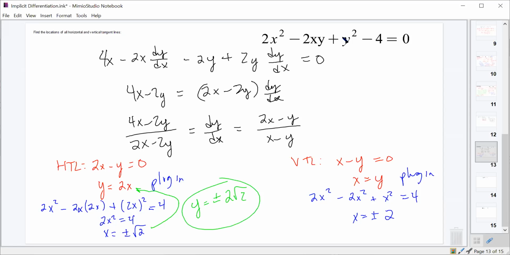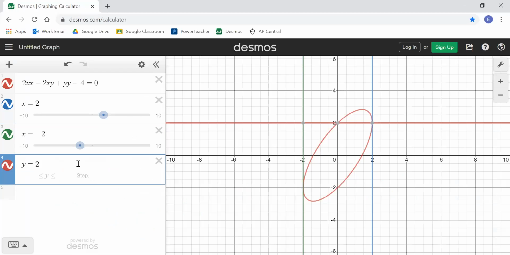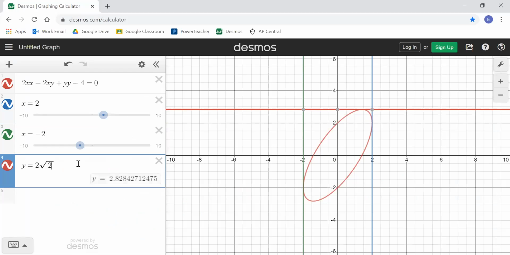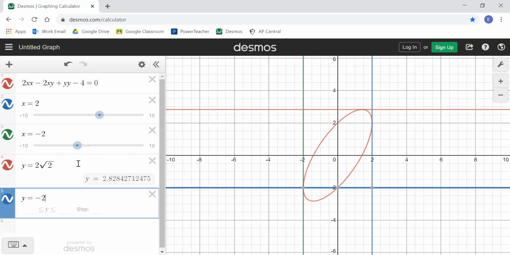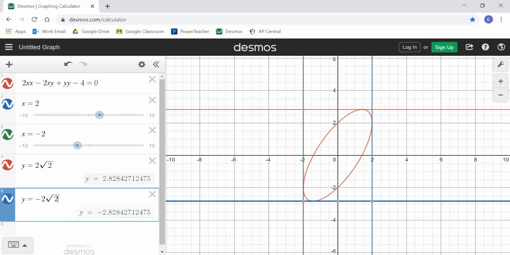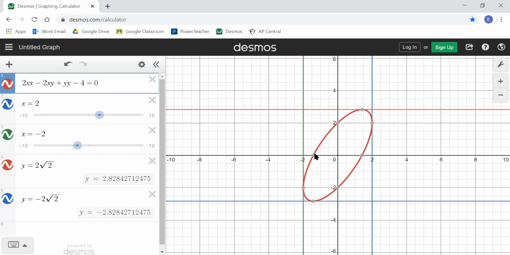And so then if we go back to Desmos and put those in, y equals 2 root 2, there's that one, and y equals negative 2 root 2, there's the other one. Good or no? So those are our points where we have these horizontal and vertical tangent lines. Any questions, issues with any of that? Everybody okay there?